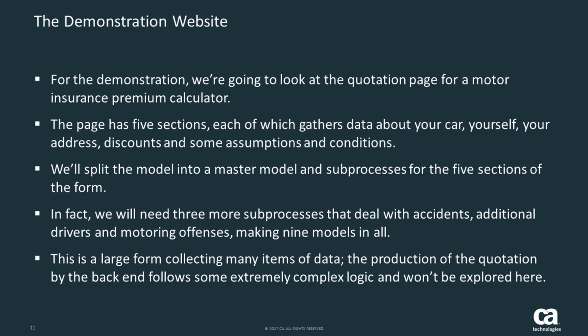We'll split the model into a master model and sub-processes for these 5 sections of the form. But actually, when we go a bit deeper, we'll see that we need 3 more sub-processes to deal with other questions to do with accidents you've had in the past, additional drivers on your policy, and motoring offences if you've got any. So we actually have to create 9 models in all.